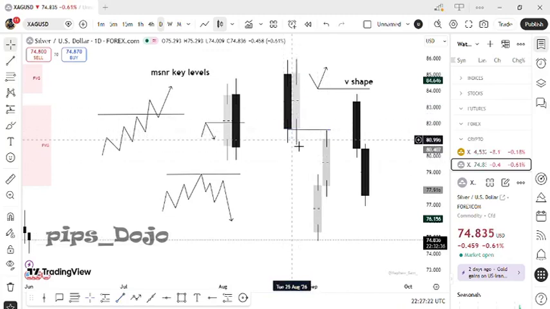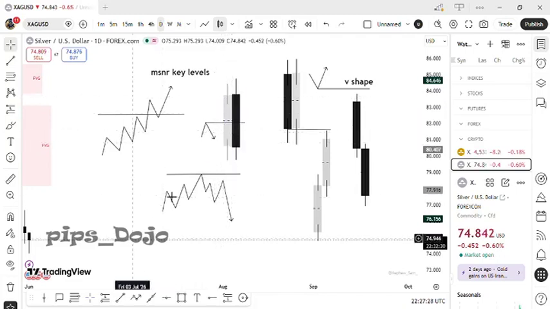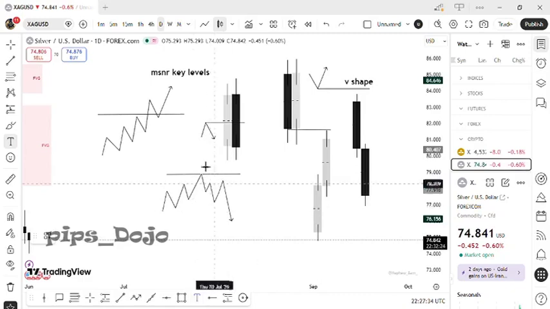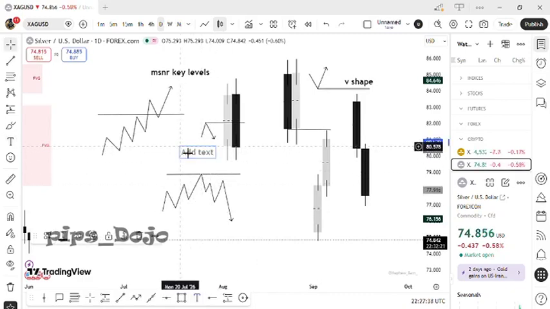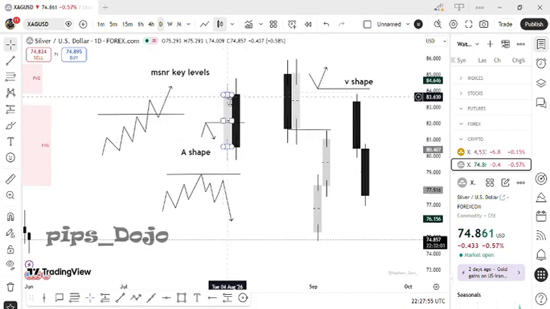Then vice versa for the resistance, which I'm sure by now you must have guessed is known as the A-shaped key level. So let's write that down. The A-shaped key level, and it is the resistance. It also works the same way. The closing price of the bullish candle is marked as the A-shape. Okay, so that's the support and resistance.